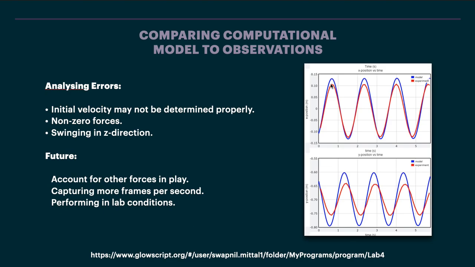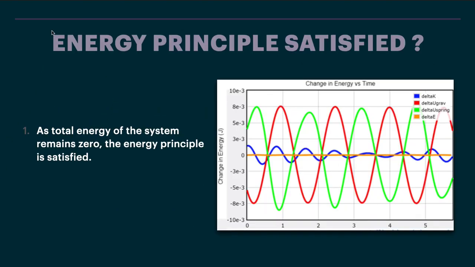The object might have been swinging in the z direction, and there are a few non-zero forces that we haven't taken into account. In the future, we could capture more frames per second and also perform this in lab conditions. As you can see, the orange line stays at 0, which means the total energy of the system remains 0 and the energy principle is satisfied.